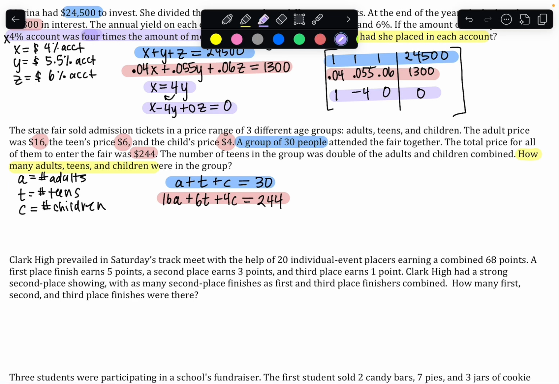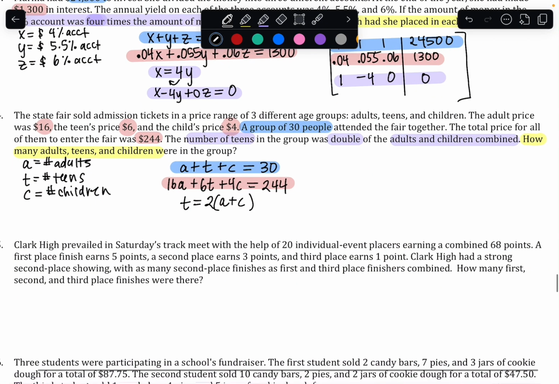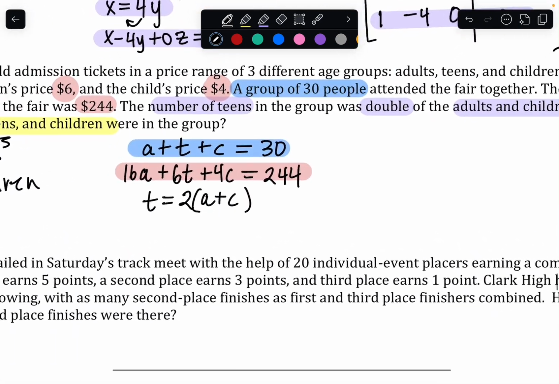And then now we have a comparison. The number of teens was double adults and children combined. Okay, the number of teens is double the adults and children combined. So add up A plus C and then multiply by 2.